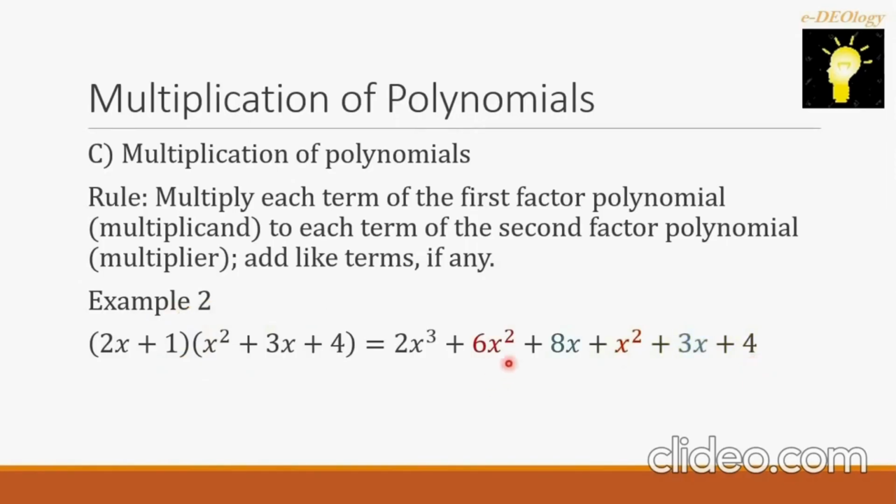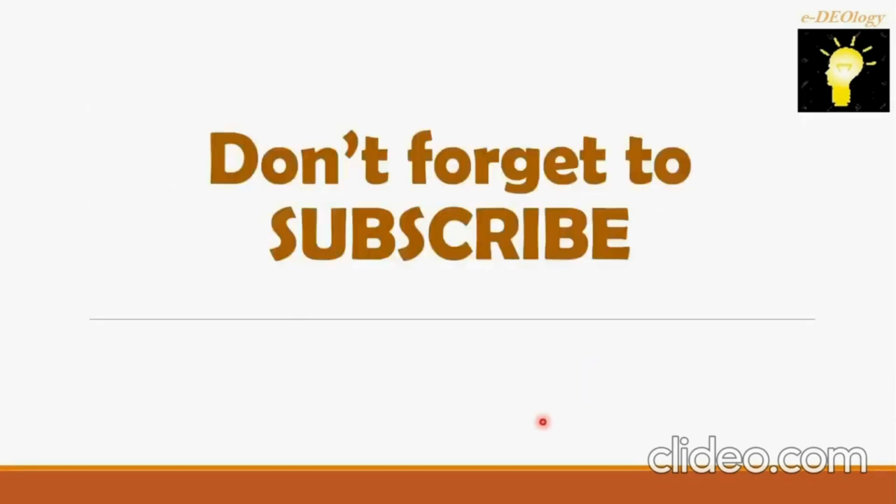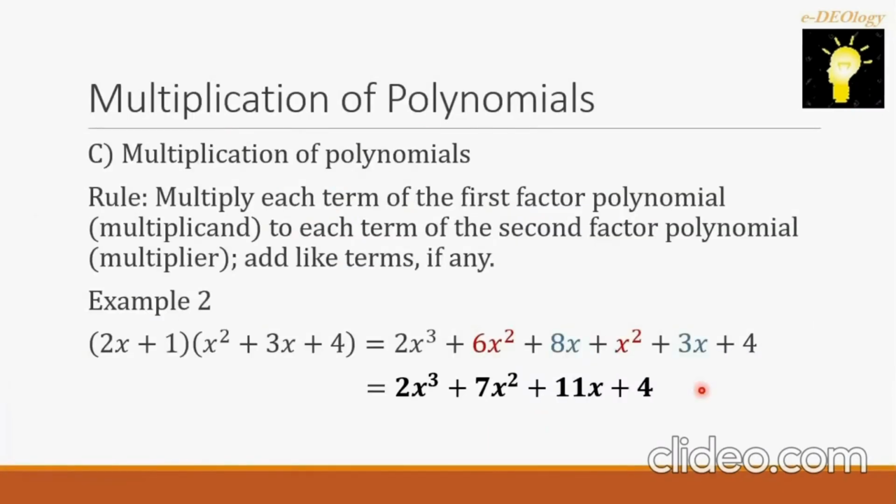As we see here, the 6x squared and the x squared are like terms. Also, the 8x and the 3x are like terms. So we can combine those like terms. The 6x squared and the x squared, both positive, becomes 7x squared. The 8x and the 3x, also both positive, is equal to 11x. So we just bring down the 2x cubed, we bring down the constant 4. So the final answer here is 2x cubed plus 7x squared plus 11x plus 4.